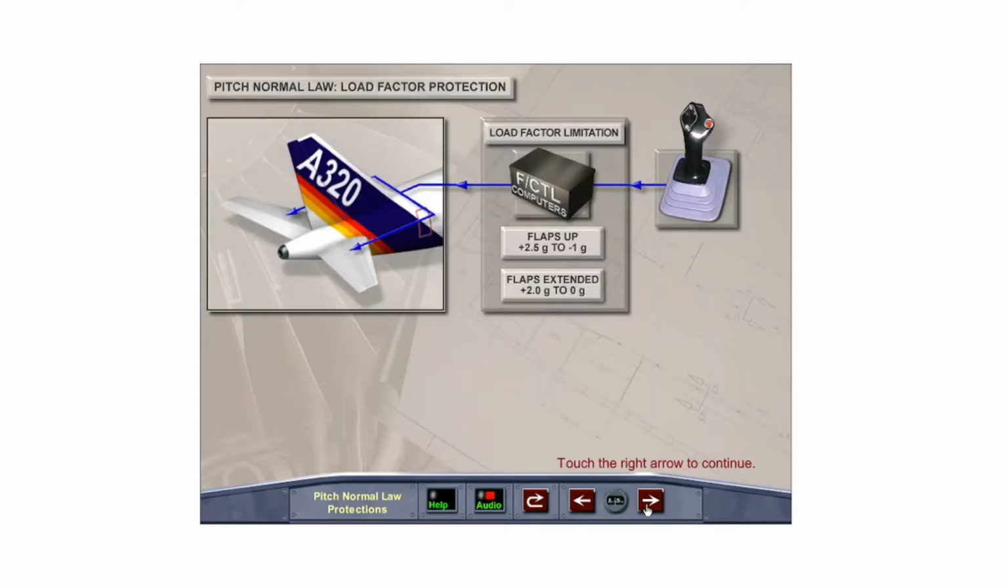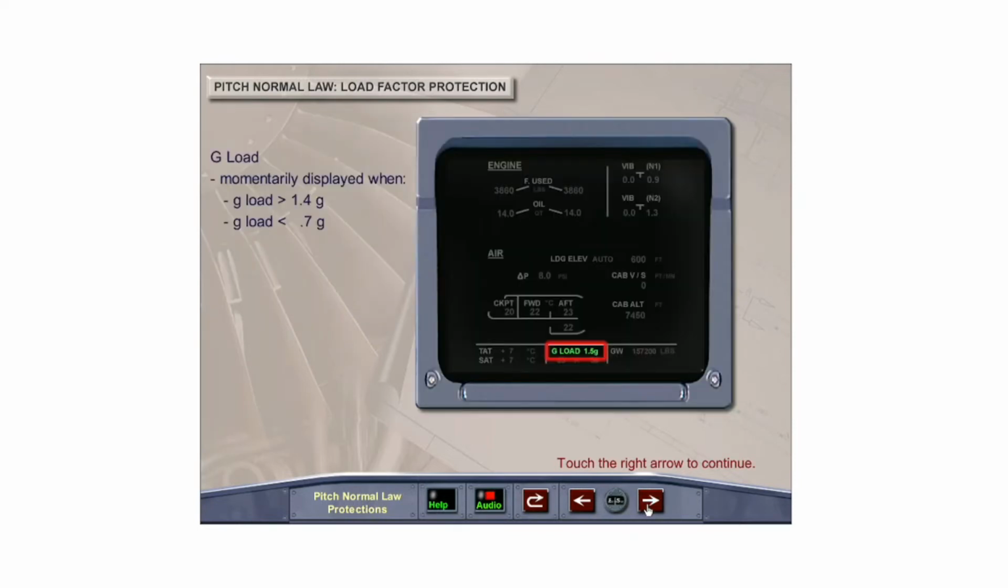In pitch normal law, side stick inputs are filtered through a limiter, which will restrict the nose-up or nose-down demands to maintain the aircraft within its structural design limits at all times. The load factor is limited to plus 2.5 Gs to -1 G with the flaps retracted. With the flaps extended, load factor is limited to plus 2 Gs to 0 G. Load factor is momentarily displayed on the lower E-cam whenever the G load is above 1.4 Gs or below 0.7 G.